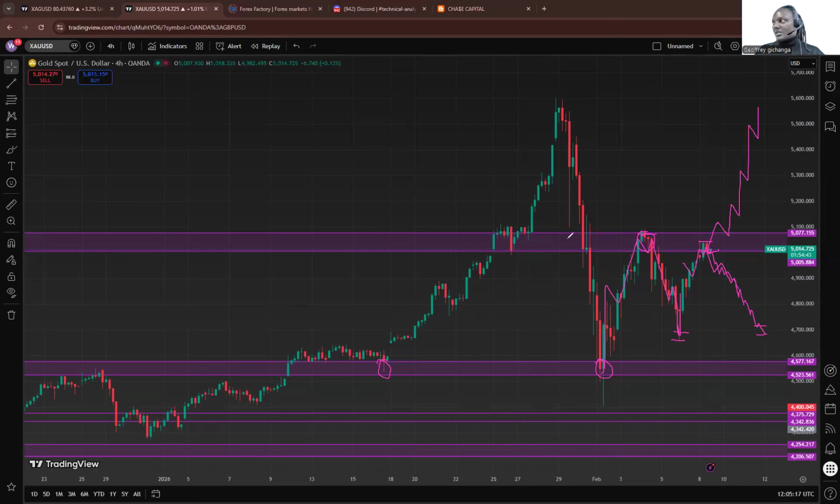So this zone is the determinant factor. How price reacts at this level determines whether we will be looking at potential shorts for this, or a potential break above, a retest, and a continuation of the rally higher. So that is what I'm looking out for.